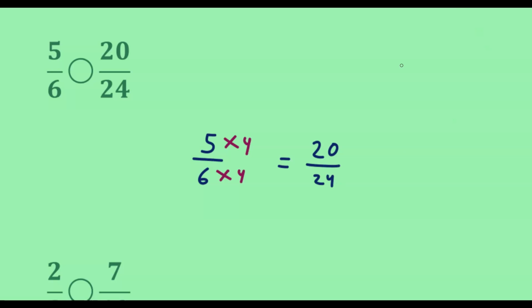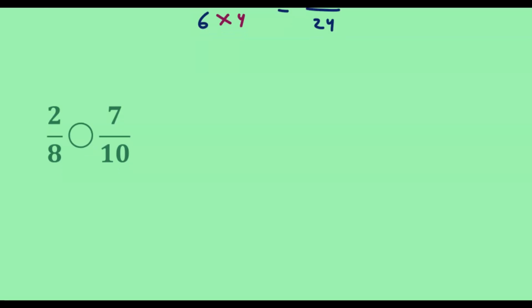Now we need to compare the fractions 20 over 24 and 20 over 24. And we can see that they are both the same. So what do we have? We have an equal sign over here. That is, 5 over 6 is equal to 20 over 24. They are equivalent fractions. Now let us move on to the next problem.